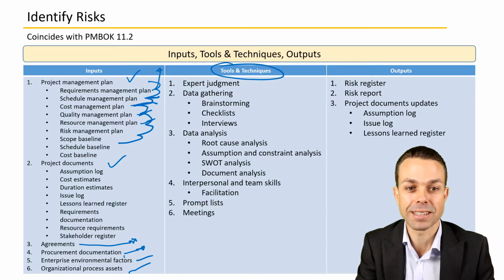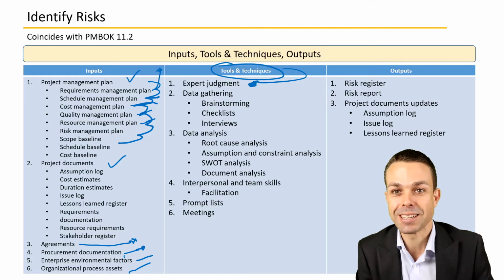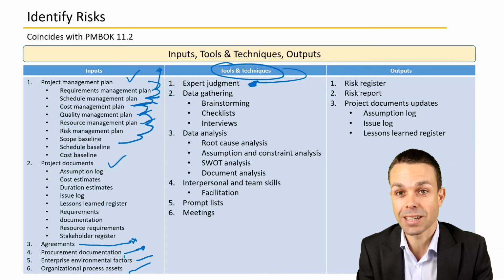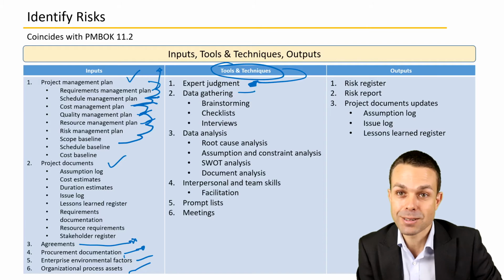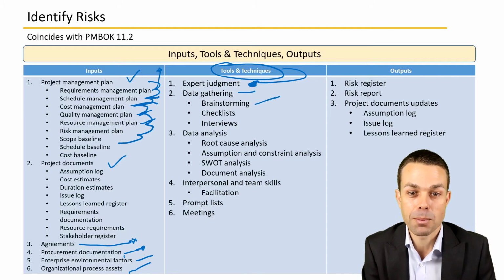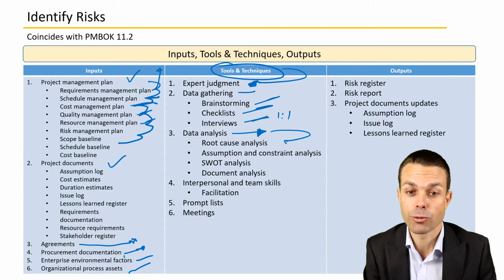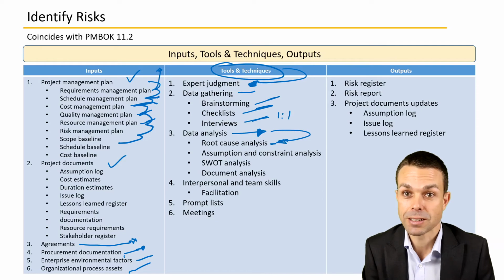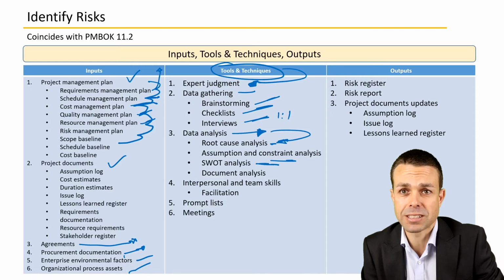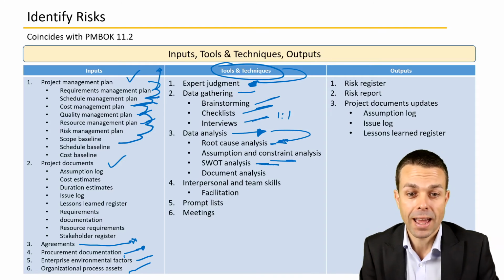Tools and techniques that we'll see for identifying the risks are our favorite: expert judgment. So we're going to need that expertise of the people in those business areas where those risks are happening or could be delivered into. Data gathering. So we're going to need to extract information from all of those people, brainstorming with them, doing checklists with the business, and interviews one-on-one style. Data analysis, of course. Once we've gathered that information, we may need to find the real cause of the issue with root cause analysis. Assumption and constraint analysis. SWOT analysis for high-level risk analysis: strengths, weaknesses, opportunities, and threats.